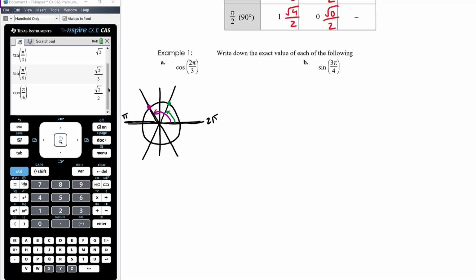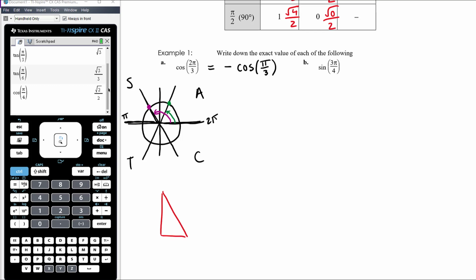The other way you can start to think about it is 2π/3 is in the second quadrant. I know that cos is negative in the second quadrant. I either know it because I remember my acronym, or I know it because I know that cos is about x-coordinates, and in the second quadrant, x-coordinates are negative. This is definitely equal to a negative value, and it's going to be the negative of cos of π/3. And then we need to know what cos of π/3 is.